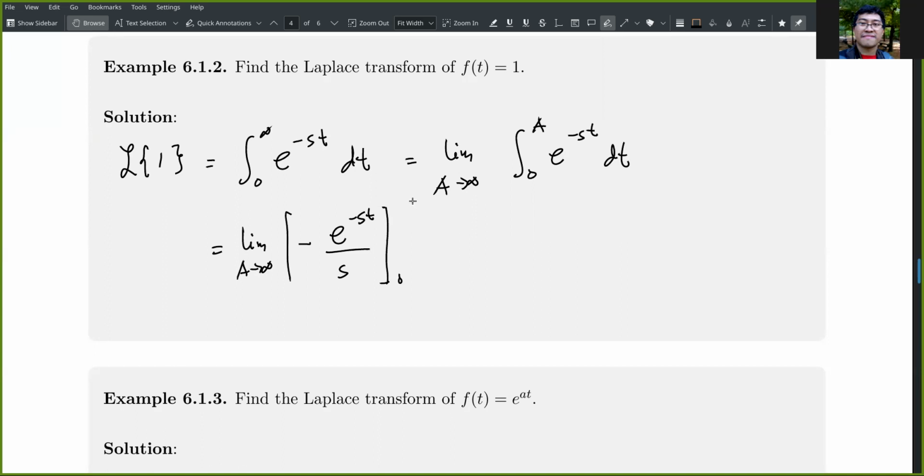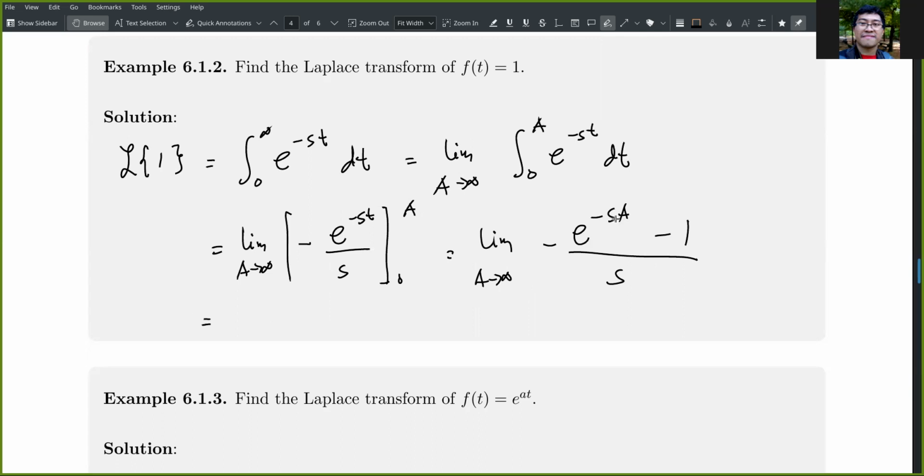Evaluate from 0 to a. This is simply, we set t to a and then t to 0. So we have a similar expression earlier, or let me write it as minus e to the minus sa minus, if we set t to 0, that's 1, divided by s. Okay, this exists, converges only.